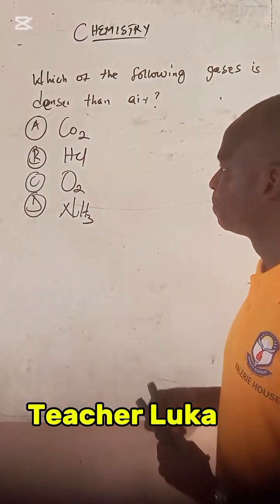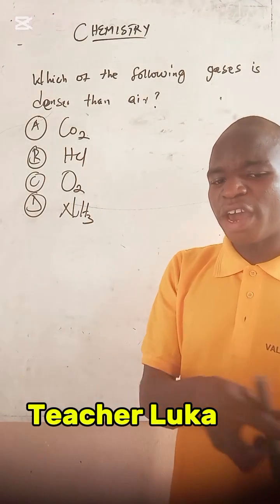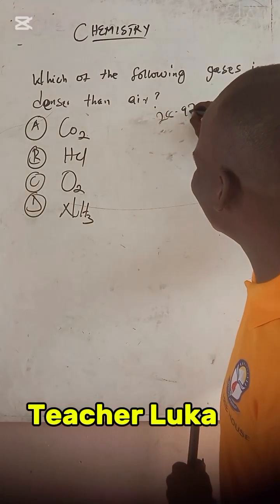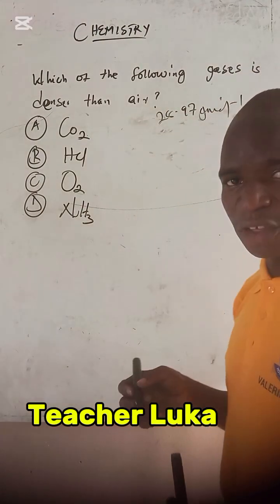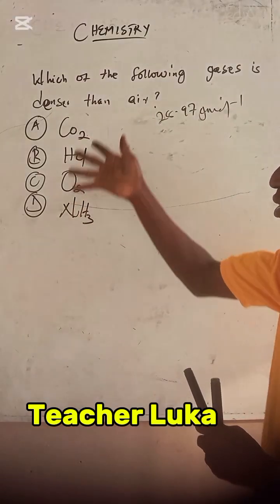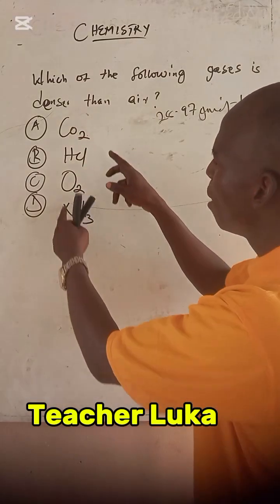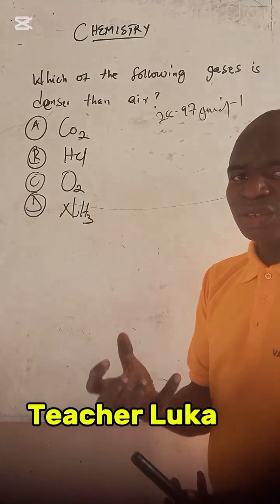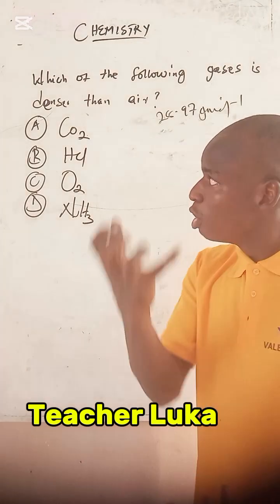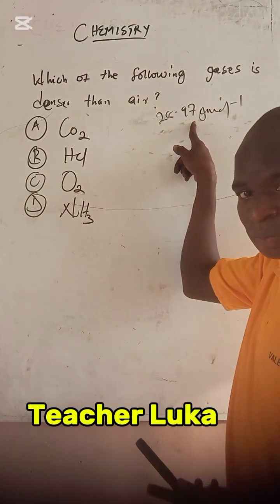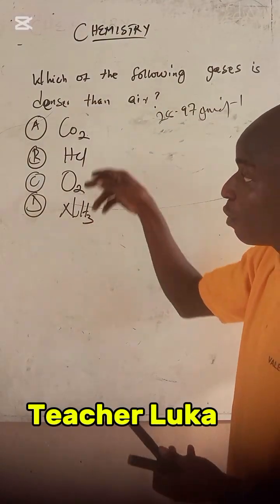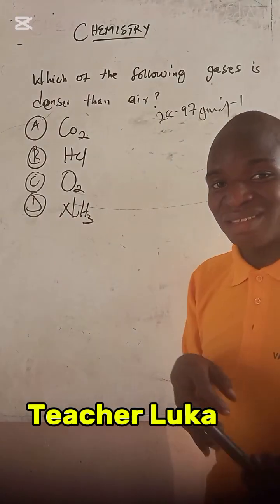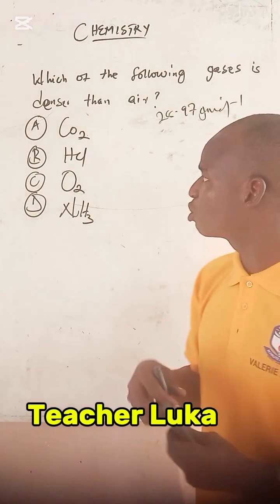Okay, so this is it. The molar mass of air is around 28.97 gram per mole. Are you with me? And then, for us to know the answer here, we need to calculate the molar mass of each of those compounds. Are you following? Now, the correct answer here must have a molar mass below 28.97 gram per mole. Do you understand? So now let's check it.